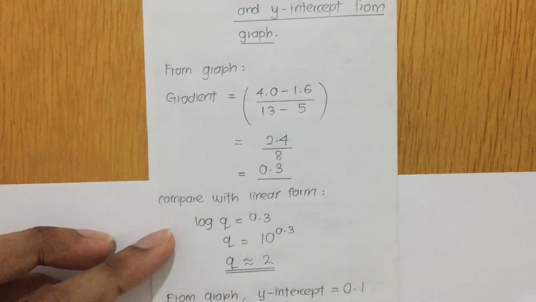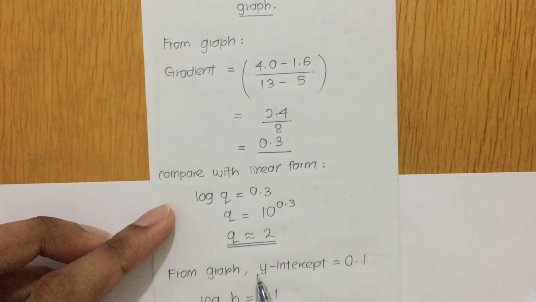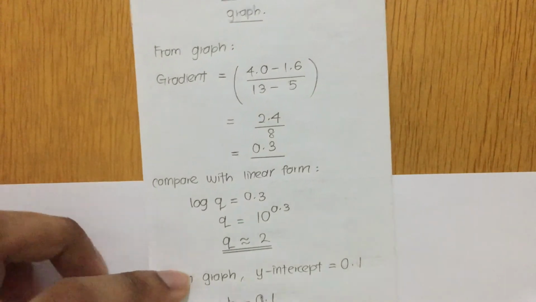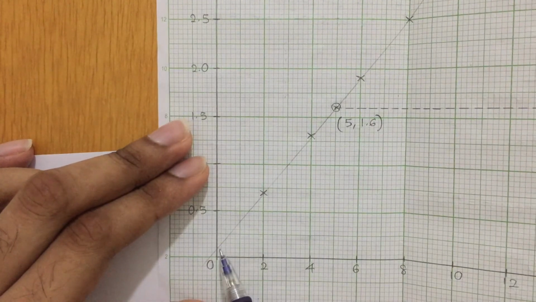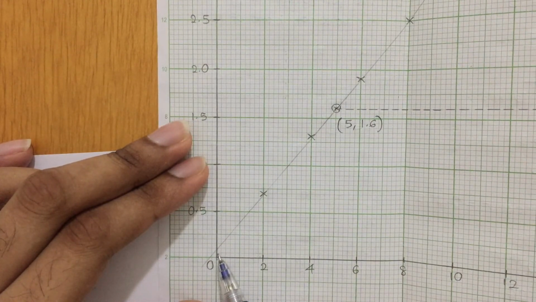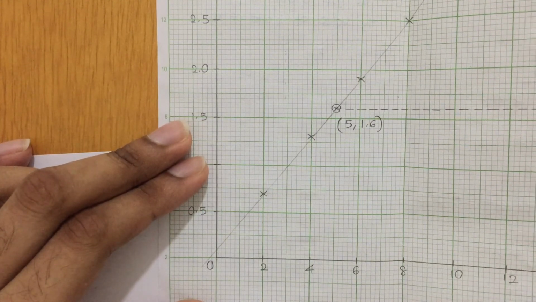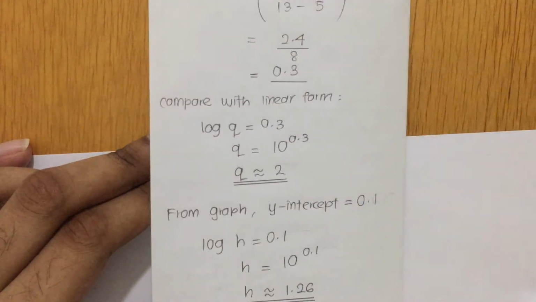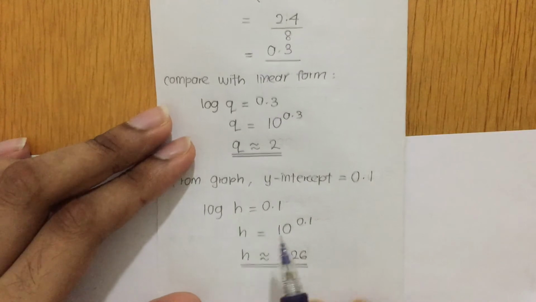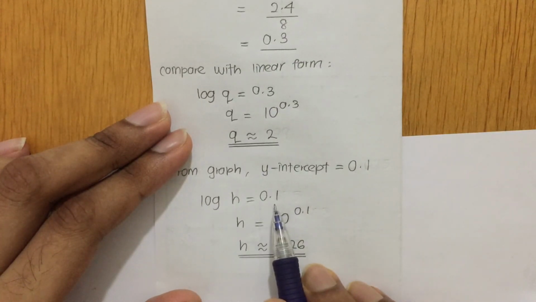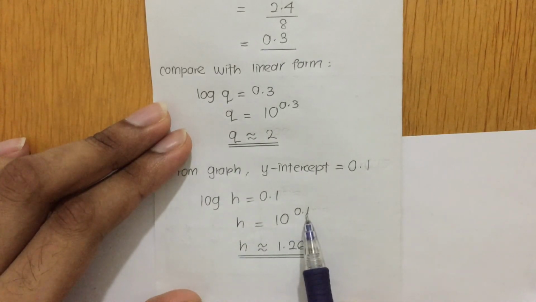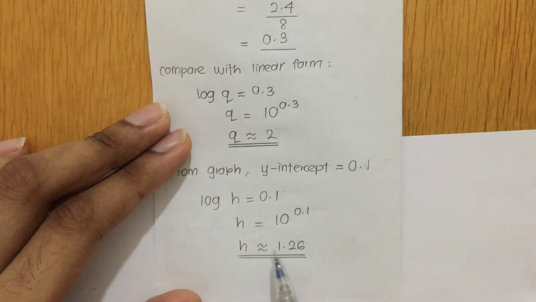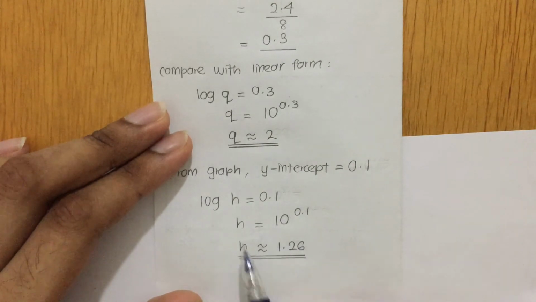So let us proceed. From the graph, we have found that the y-intercept is 0.1. If you didn't have a look, let me show you. So this is the 0.1. It's over here. One small box represents 0.05. So 0.05 plus 0.05, you have 0.1. Then this 0.1 you compare with log h base 10. So log h base 10 is equal to 0.1. To find h, you anti-log 0.1. So h is equal to 10 to the power of 0.1. From here you get your h approximately 1.26. So this is your final answer, guys.